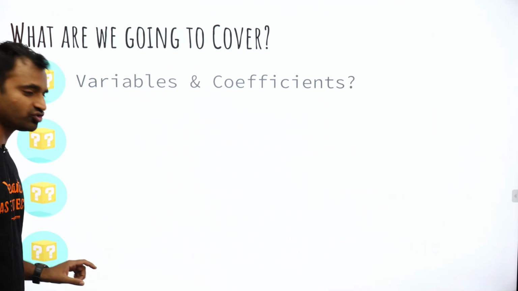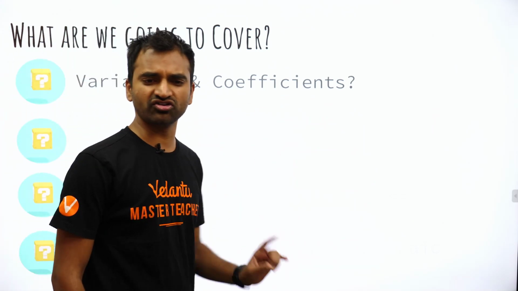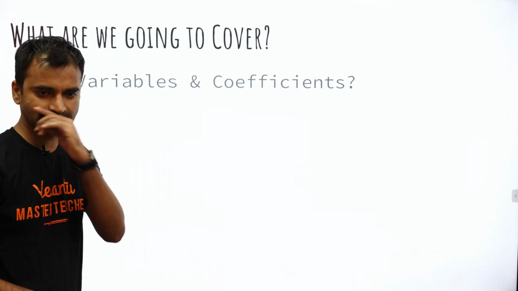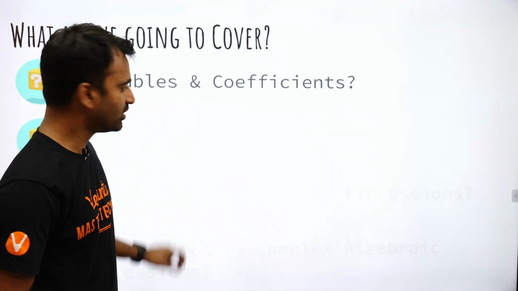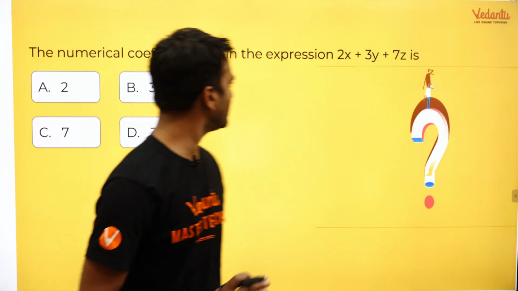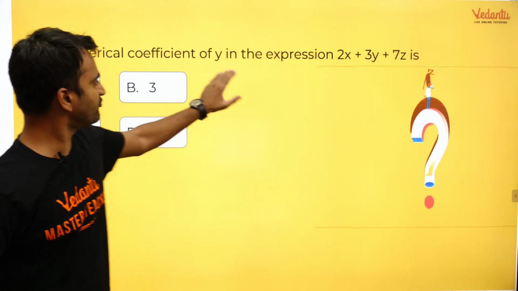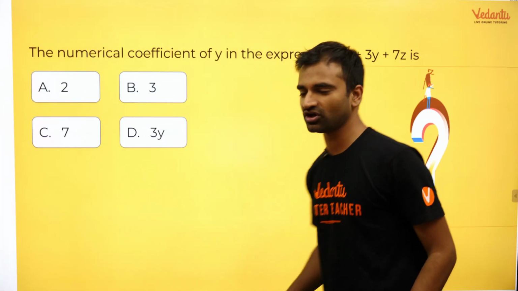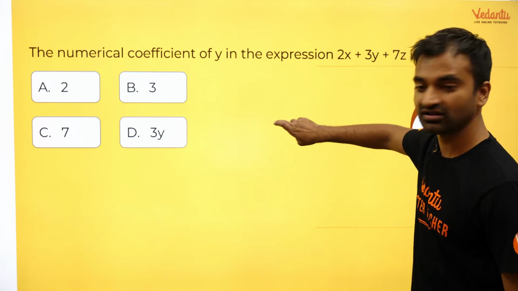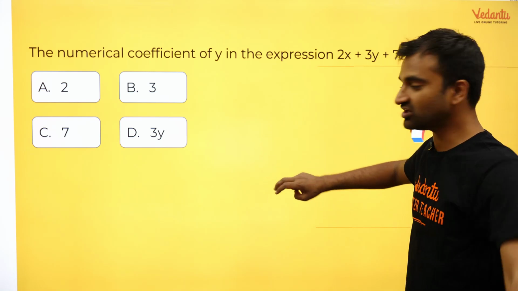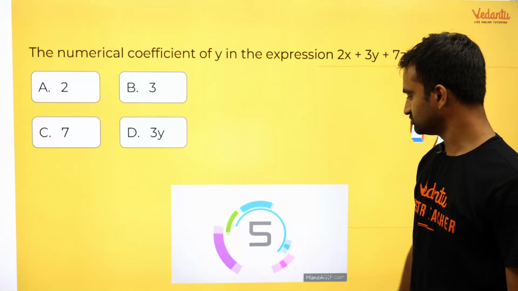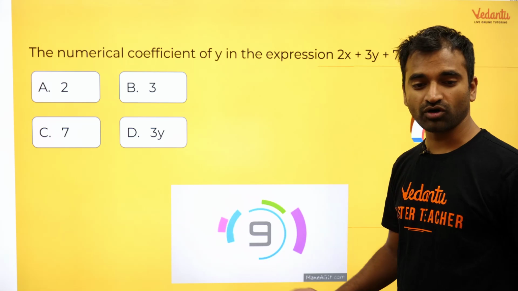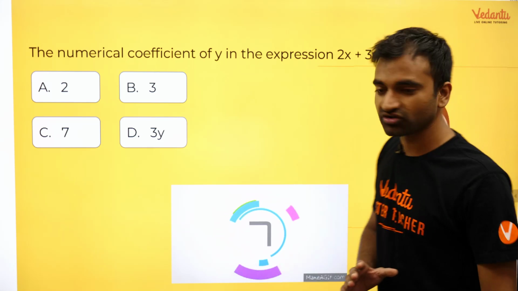Are we ready for our first quiz? Has everyone understood this? First quiz, everyone. Are we ready? Right? This is your first question. The numerical coefficient of y in the expression 2x plus 3y plus 7z is, these are your options. I'll give you the options. And your time starts, I want to see all of your answers in the chat. Your time starts now. Right? But your time starts now. Very quickly, everyone. I want to see all of your answers over here.